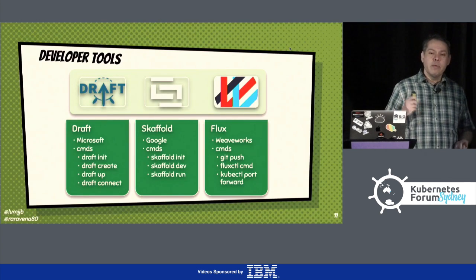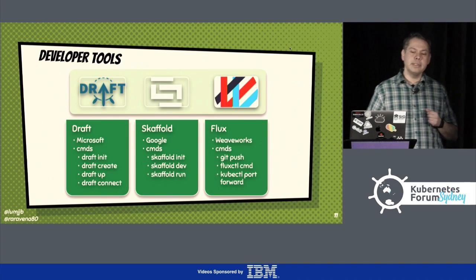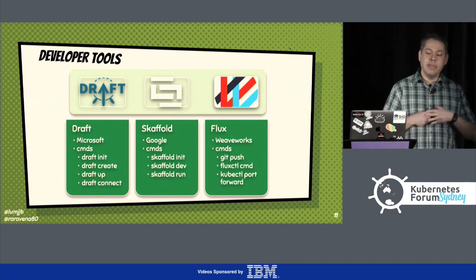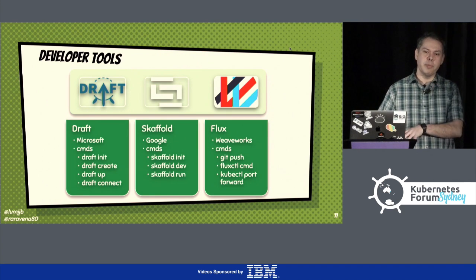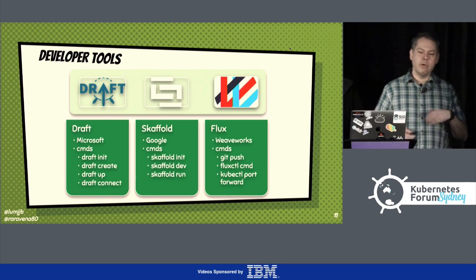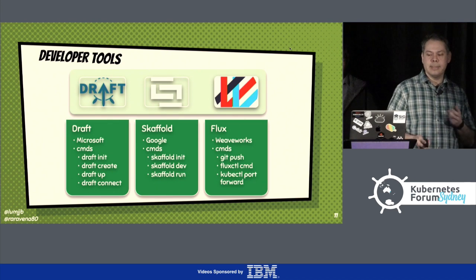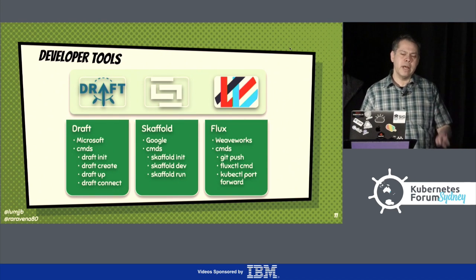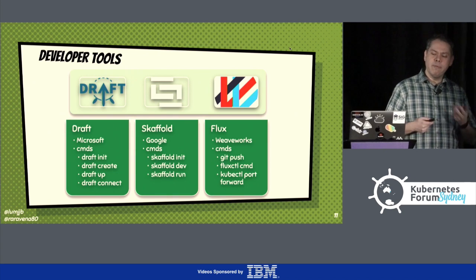First, we have the developer tools: Draft, Scaffold, and Flux. These tools allow developers to create that workflow from the workstation to a deployment in Kubernetes. Draft and Scaffold are very similar; they have their own commands. And Flux relies on some other commands like git and kubectl, and it also has its own command to manage deployments remotely, called fluxctl.